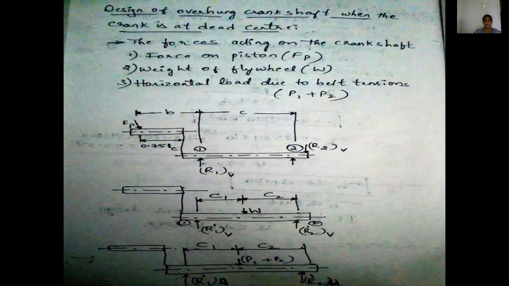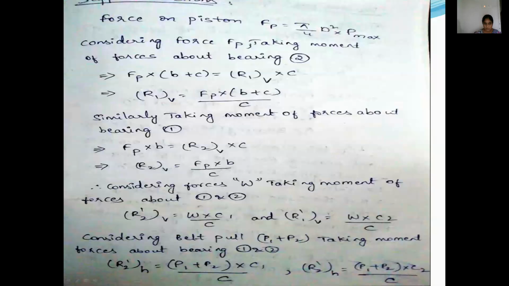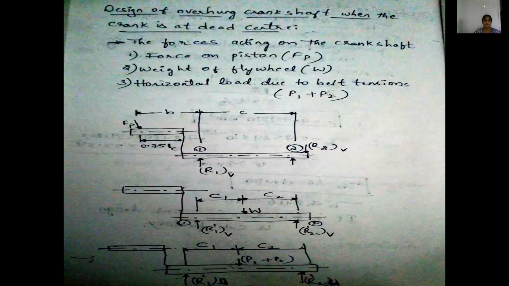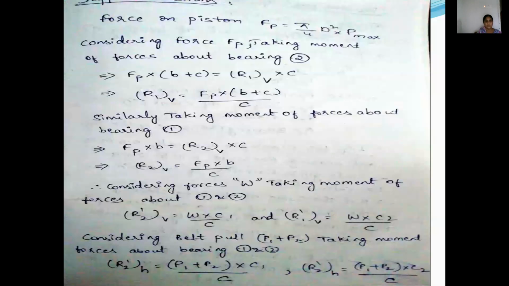Okay. The design process of overhang crankshaft. When the crank is at dead center, the forces acting on the crankshaft are, first, the force on the piston Fp, the weight of the flywheel, and the horizontal load due to the belt tensions P1 plus P2. These are the three forces we are seeing, with the support reactions B and C for vertical direction reactions, and for the horizontal reaction we take P1 plus P2 with the distances C1 and C2. By this, the reactions would be considered throughout the design process.